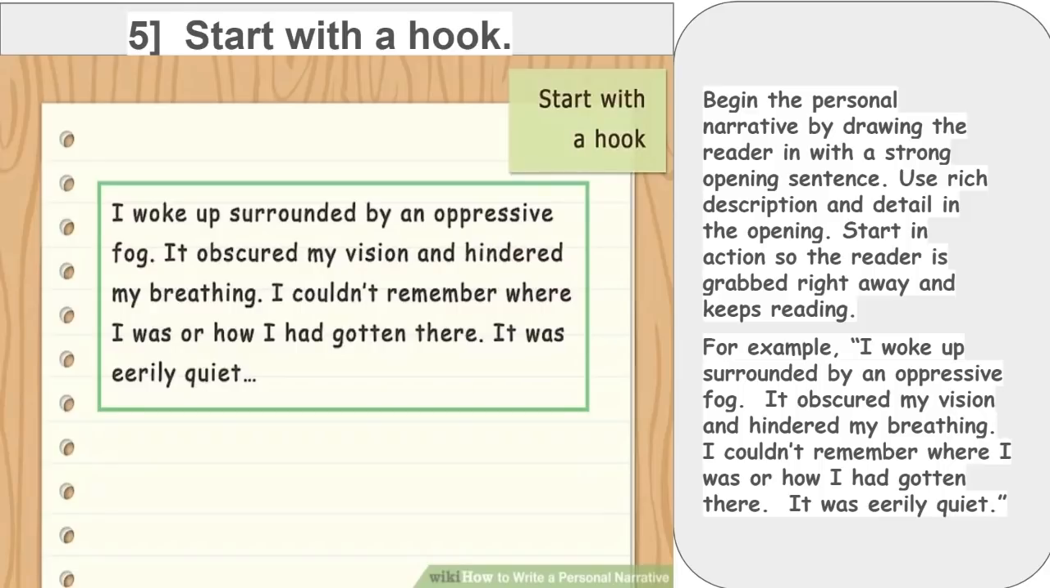For example, I woke up surrounded by an oppressive fog. It obscured my vision and hindered my breathing. I couldn't remember where I was or how I had gotten there. It was eerily quiet.